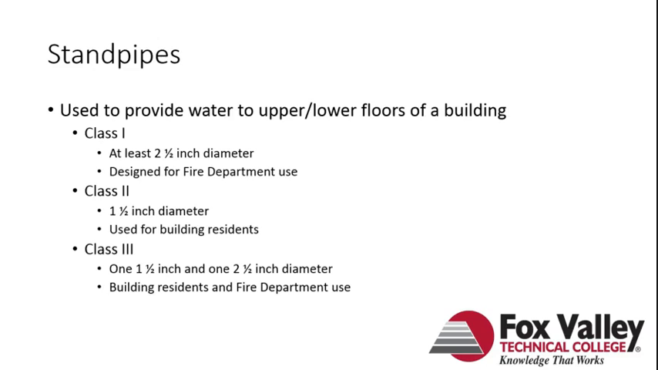A Class 2 is usually 1.5 inches, and that's really more designed for building residents. So this could be hooked up to your sprinkler system. It also has a hose line to it. So if you start using your hose line, you're going to charge your sprinkler system at the same time.